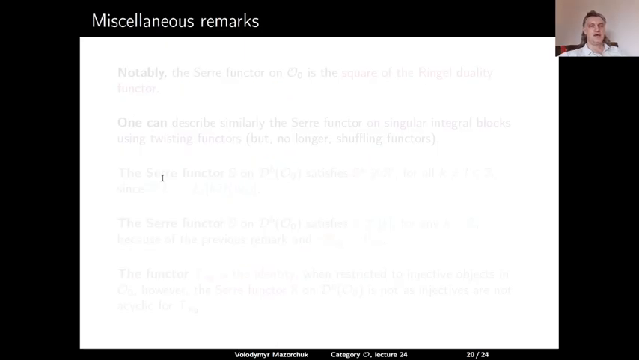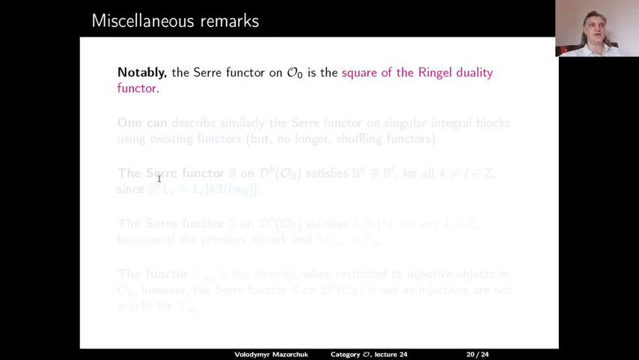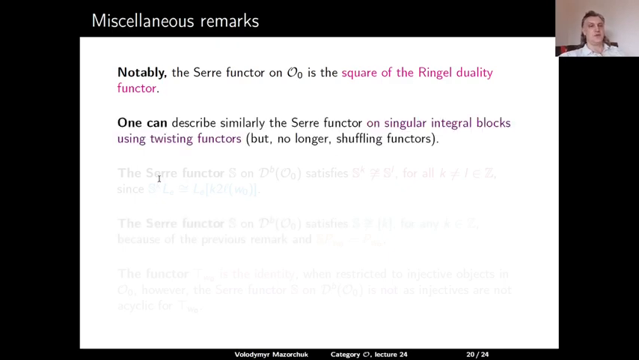Let us now make a couple of remarks. Note that the Serre functor on O_0 is the square of the Ringel duality functor. Indeed, the twisting by w0 is a Ringel duality functor which sends projective modules to tilting modules. One can use the main theorem to give a similar description of the Serre functor on singular integral blocks of category O, also in terms of twisting functors, but no longer shuffling functors.